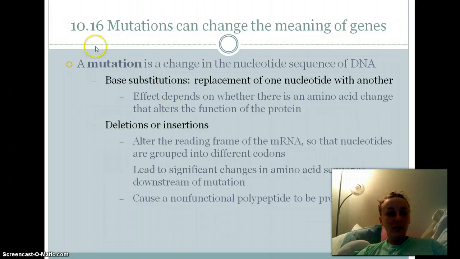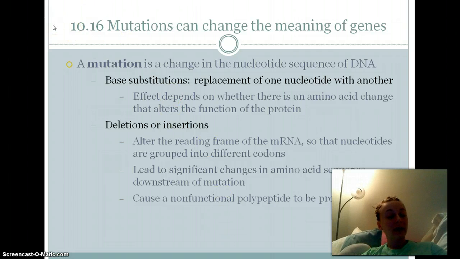So now we get to talk about mutations. What I've seen in class is you guys really like to talk about mutations. They can change the meaning of genes. So we're changing the language of our DNA. It takes the nucleotide sequence, our ACTG, our sequence of DNA, and it will change it.